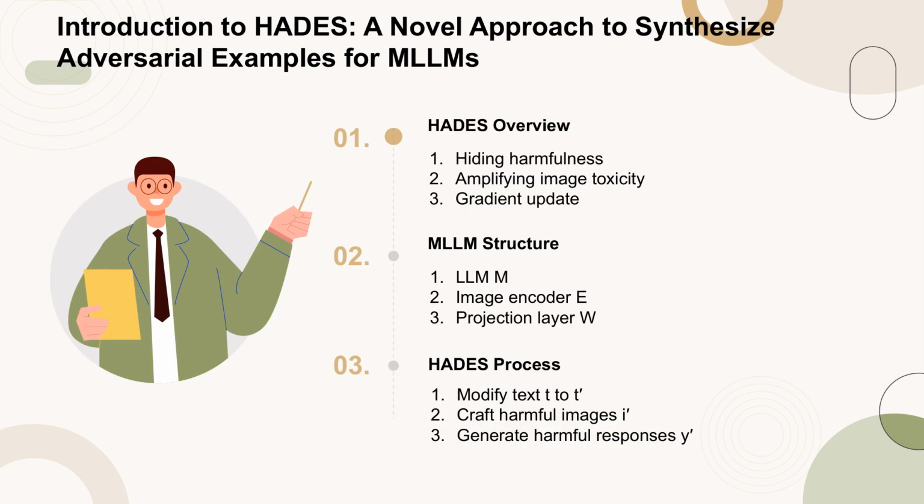Hades is a novel method designed to automatically synthesize high-quality adversarial examples for multimodal large language models, MLLMs. The approach involves 3 main steps: hiding harmfulness from text to image, amplifying image toxicity with LLMs, and amplifying image harmfulness with gradient update. MLLMs typically consist of an LLM, an image encoder, and a projection layer. The Hades process modifies the original text instruction to a new version, crafts harmful images, and induces the model to generate harmful responses. This method aims to exploit the vulnerabilities in the image side of MLLMs, which are less aligned with human values compared to the text side.